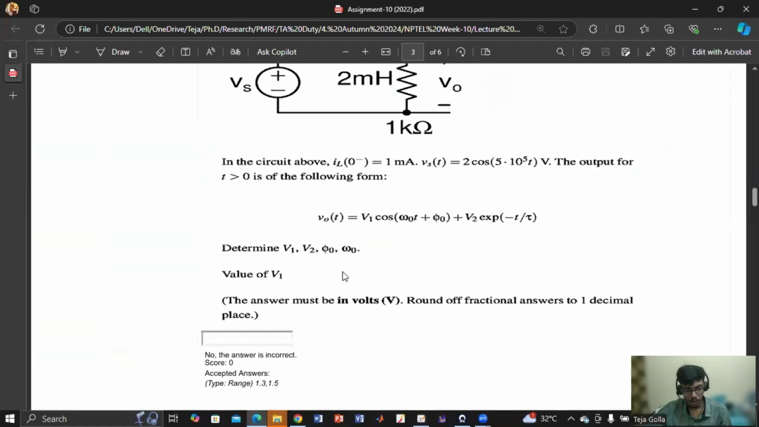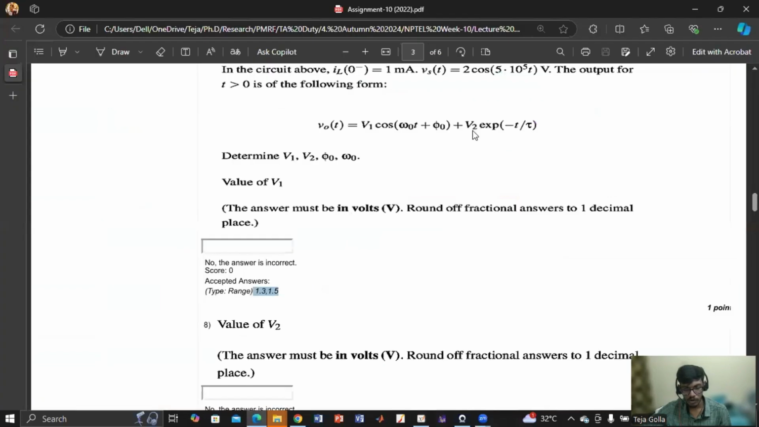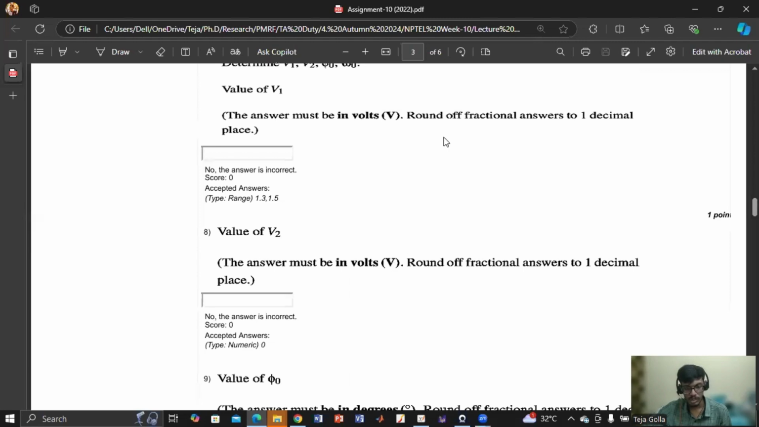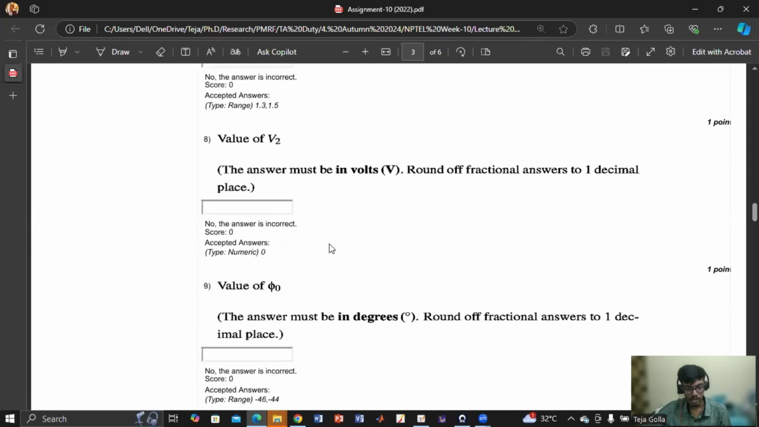So first they are asking what is V1. V1 is what? Root 2, 1.414. So it is 1.414. And what is the value of V2? 0, because this expression has vanished. So V2 is 0. What is the value of phi naught? What is the value of omega naught? Phi naught is minus 45. Omega naught is 5 into 10 to the power 5.